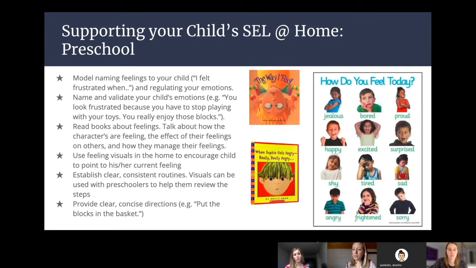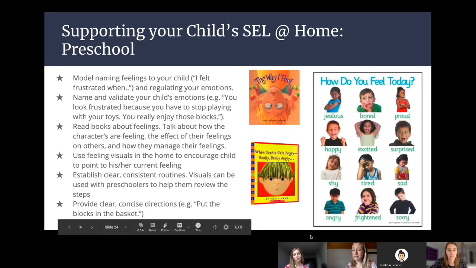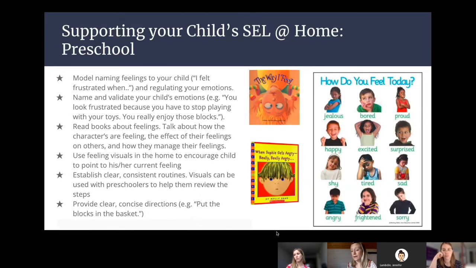Specific to preschool, when we think about what's developmentally appropriate for them, modeling is an important thing for preschoolers. So modeling our own feelings. So I felt frustrated when, and then also regulating how we're managing our own emotions. So if the coffee maker broke and I felt frustrated when the coffee maker wasn't working, but then I took a deep breath and I thought about it and I was able to figure it out. So then we're showing the child that we had that feeling, we managed it, and we problem solved it.